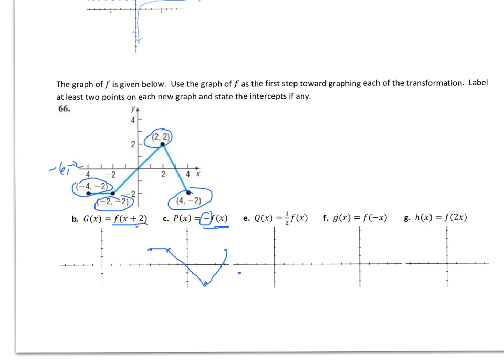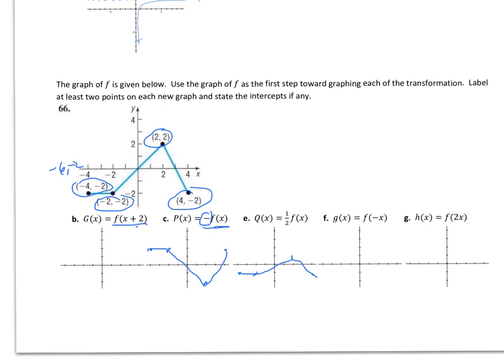Instead of -2, -2, we get -2, -1. Instead of 2 and 2, we get 2 and 1, and instead of 4, -2, we get 4, -1. So there's our graph. It's just taken it and squished it down.